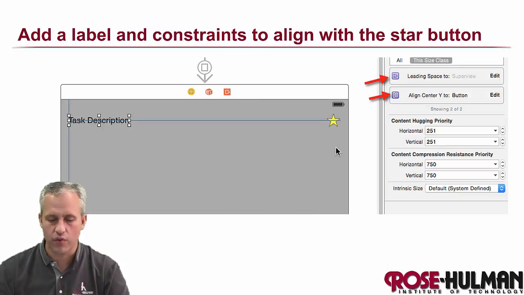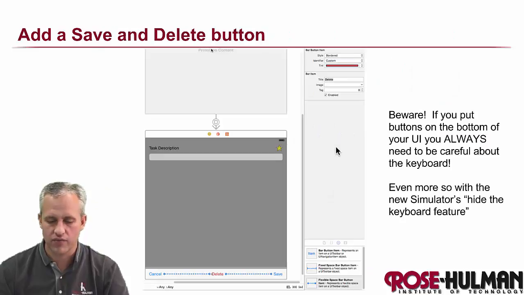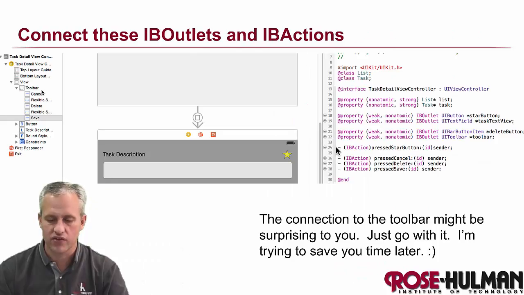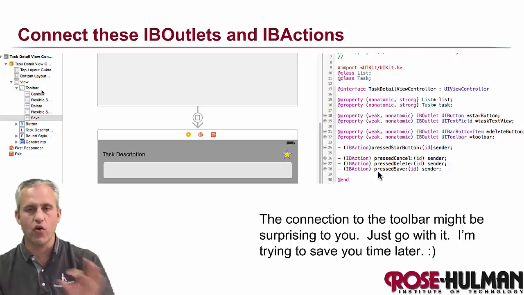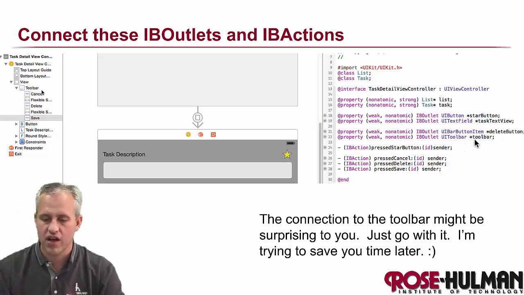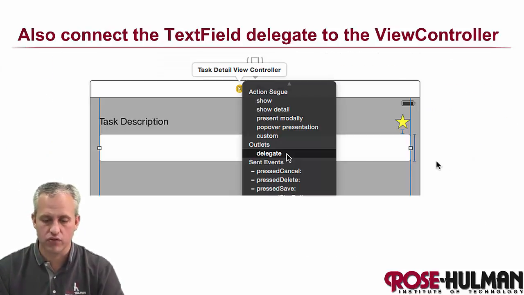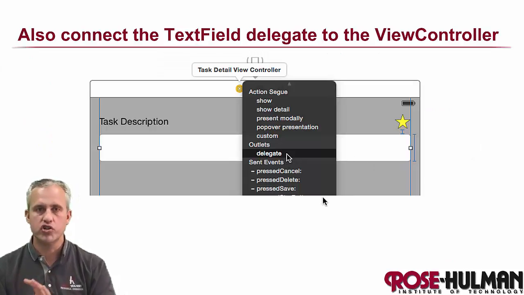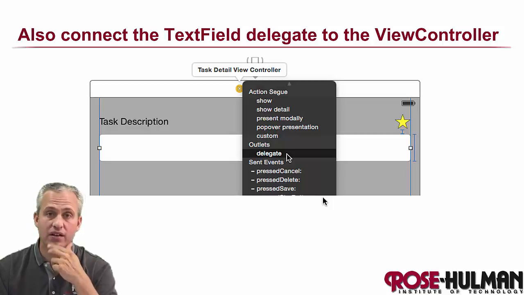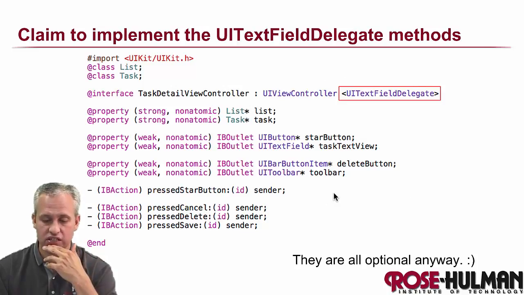Let's just glance at what we did. We added some various widgets. We added some various constraints. We made a whole host of IB outlets, most of which we haven't even used yet. And then we thought ahead about this whole keyboard issue that we're going to have. Anytime you put a button in the bottom of the screen, you've got to think carefully about that keyboard because it's going to get you.